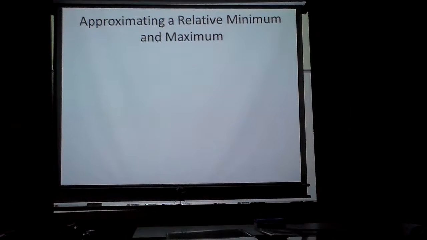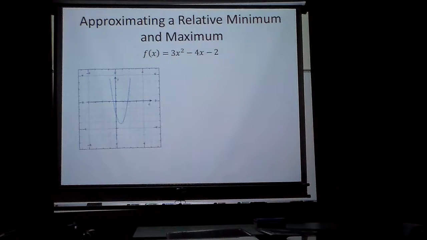Okay, how do you approximate a relative minimum or maximum? Well, first off, let's look at this particular equation right here. Now you could go to the quadratic formula and work it out, but let's look at a graph. This is the graph of that particular function here. As we can tell by looking at the graph, is this a relative minimum or maximum? It is a relative minimum. The maximums are going to go to infinity and beyond, all the way up on those things.